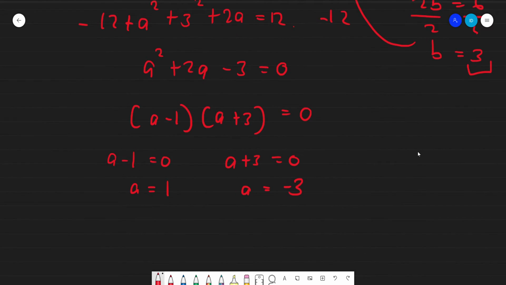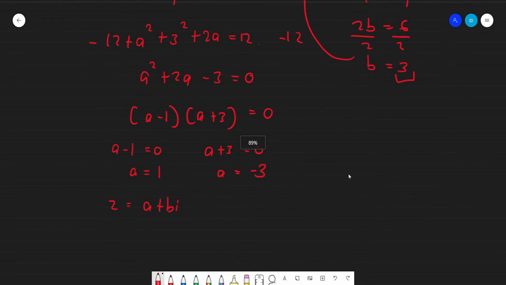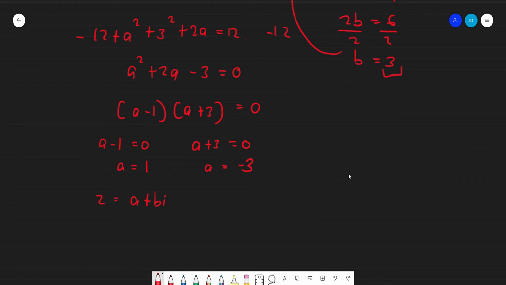Right now, we know that our complex number should be z is equal to a plus bi, and we have our values for a and b. For the final answer, remember, we have more than one, so our a is 1 and negative 3, while our b is 3. Therefore, the first complex number is 1 plus 3i, and the second complex number is negative 3 plus 3i. So the final answer is 1 plus 3i and negative 3 plus 3i.